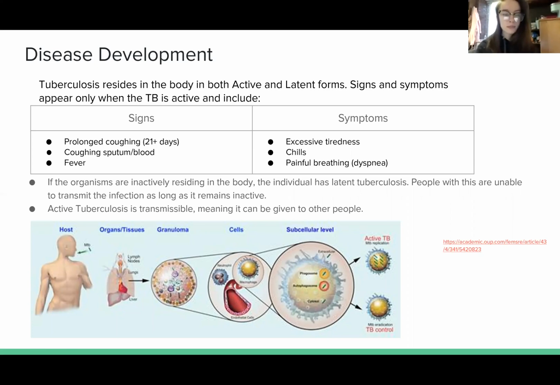In this bottom diagram here, it shows how tuberculosis can affect different structures, breaking it down from the host, organs and tissues, to the granuloma, like Sarah said, the cells, and then the subcellular level.